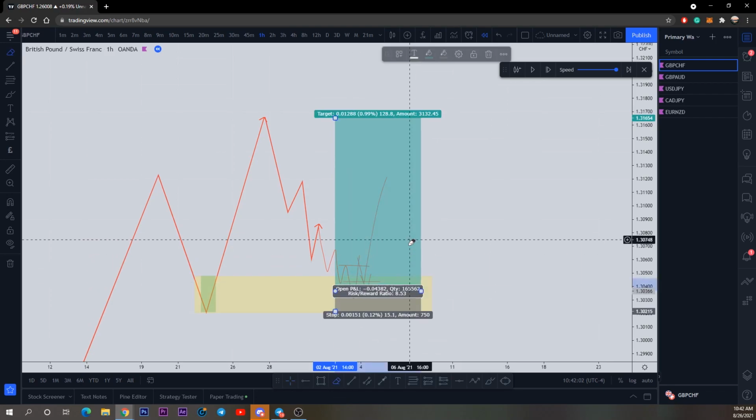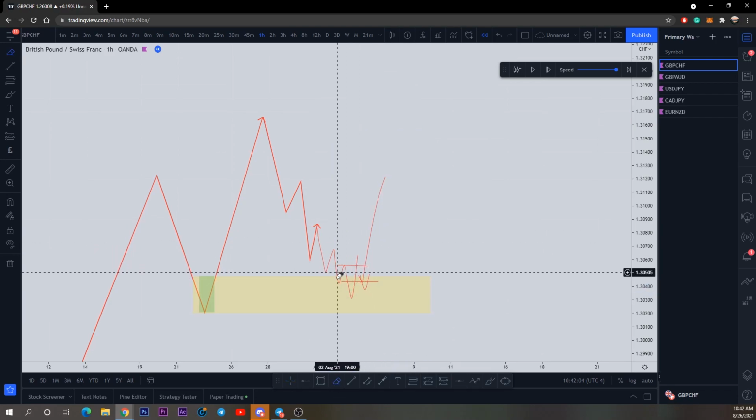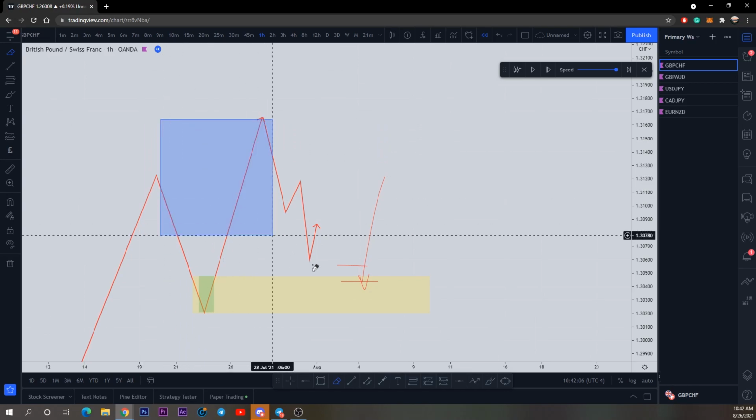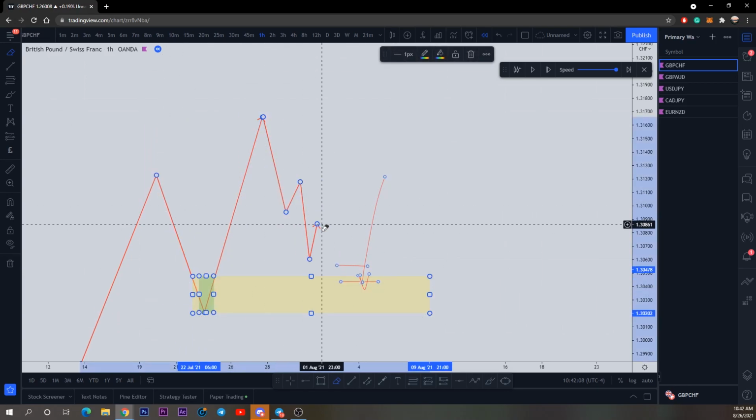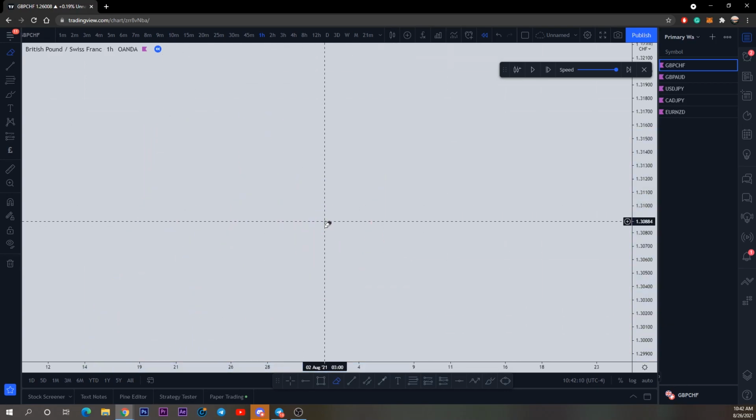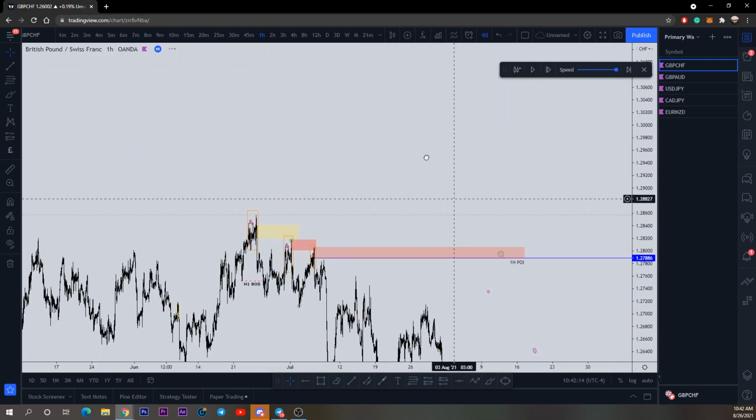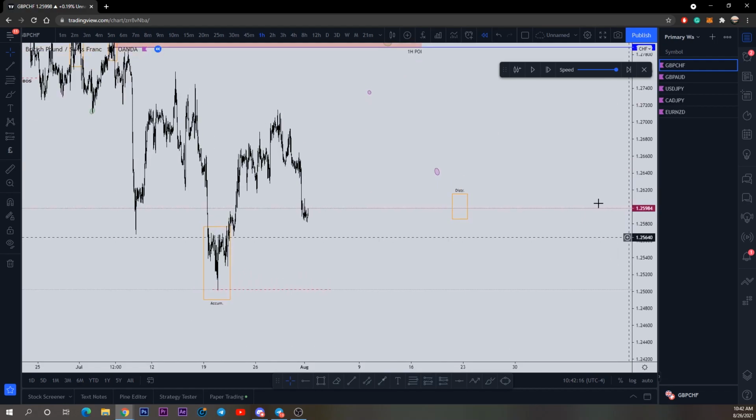Now we're going to review a trade about this. I appreciate the person that told me about this. Yeah, that's so much simpler. I appreciate you, man. So right now I'm on GBCHF.